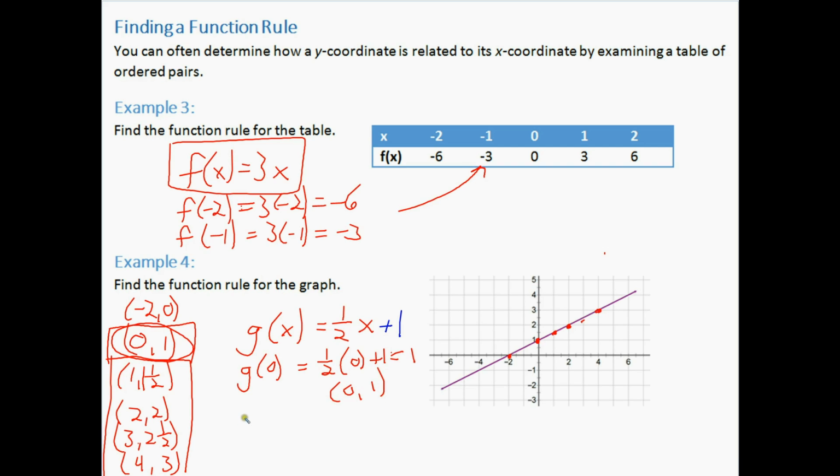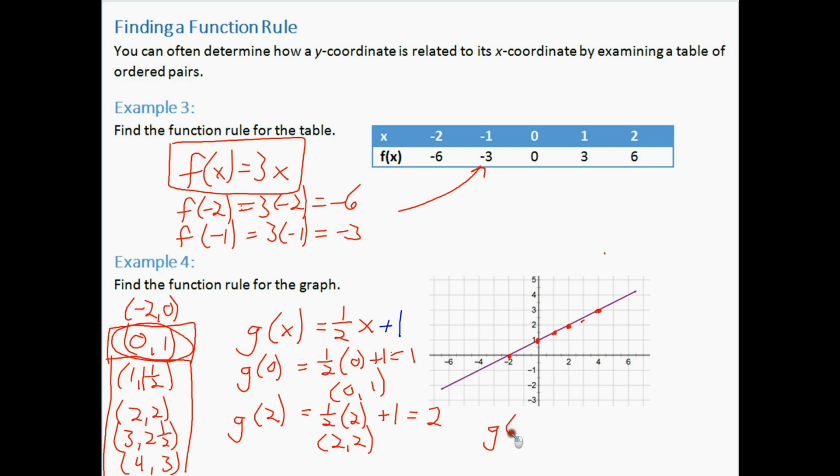Let's just try g of 2. So I have 1/2 times 2 plus 1. Well, 1/2 times 2 is 1. 1 plus 1 is 2, which gives me the point 2, 2, which is what I wanted. And we can try another one just to make sure.